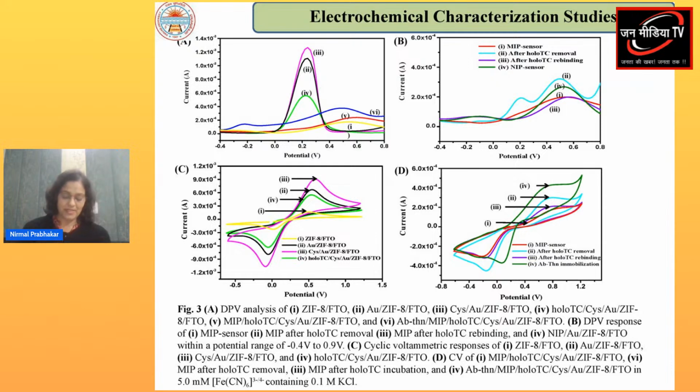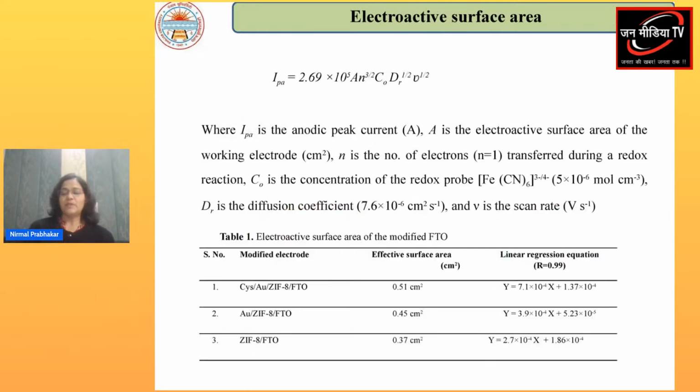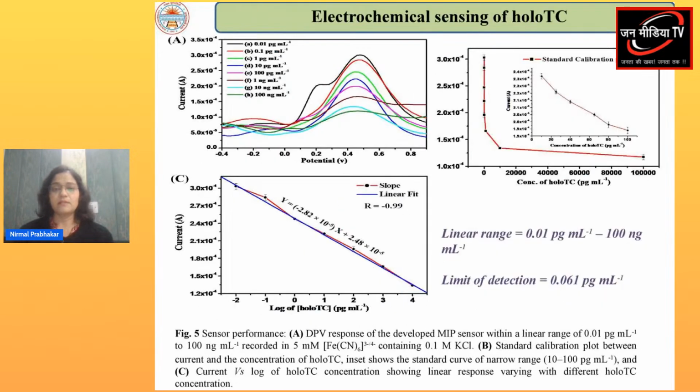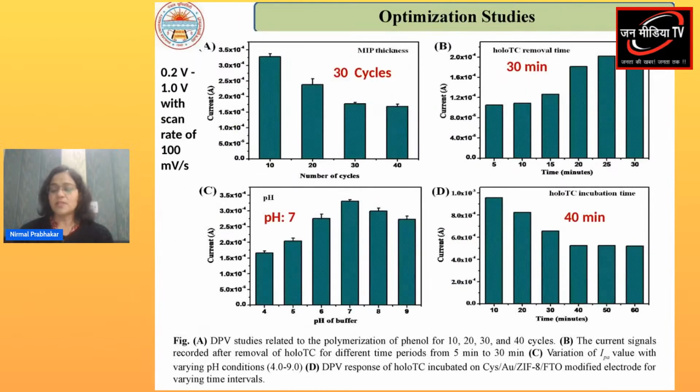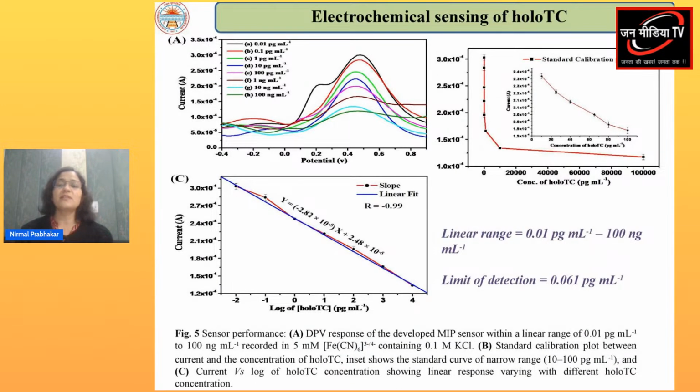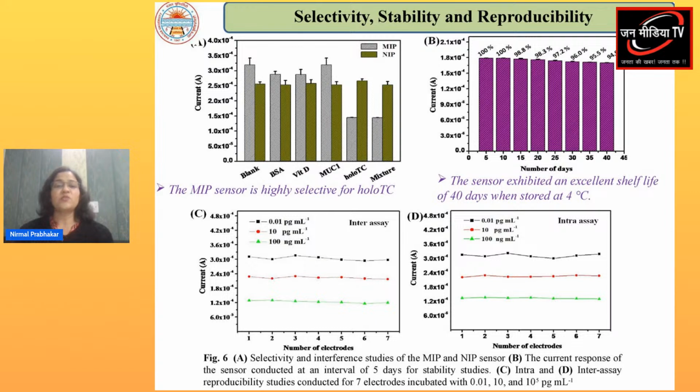After this, various optimization studies were done, and then electrochemical sensing of holo TC was done using DPV. The linear range for this was 0.01 picogram to 100 nanogram, and the limit of detection was this. So we got a very nice detection limit, and this is the first report. There is no report on the detection of holo TC using an MIP based biosensor. And this is related to selectivity, stability, and reproducibility.